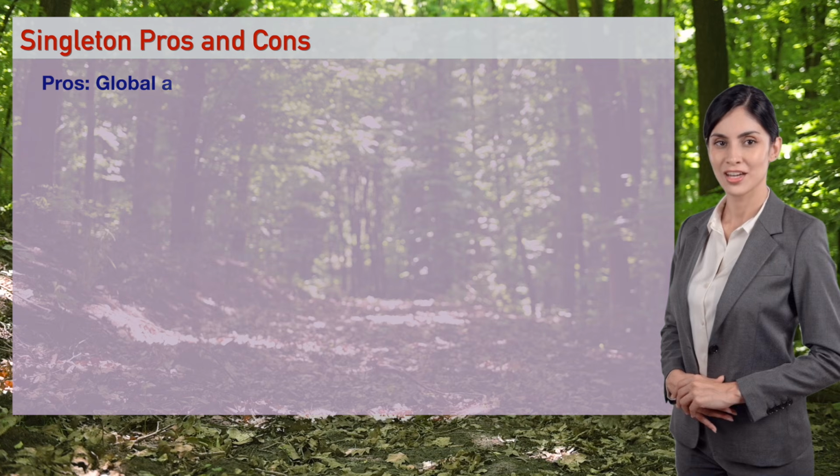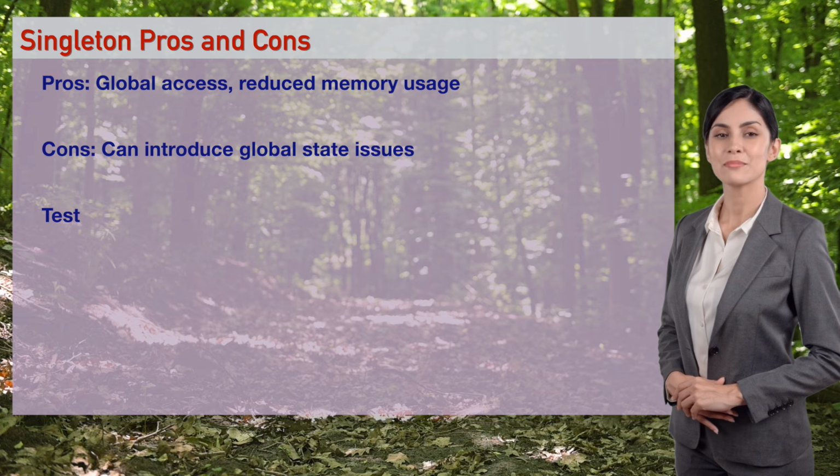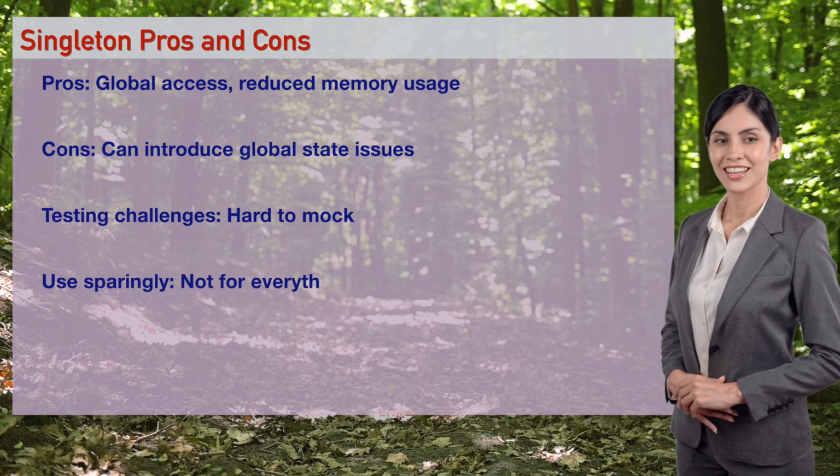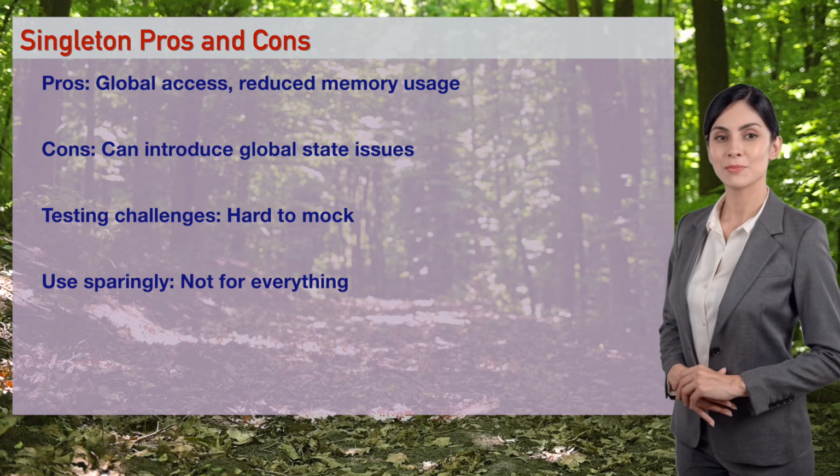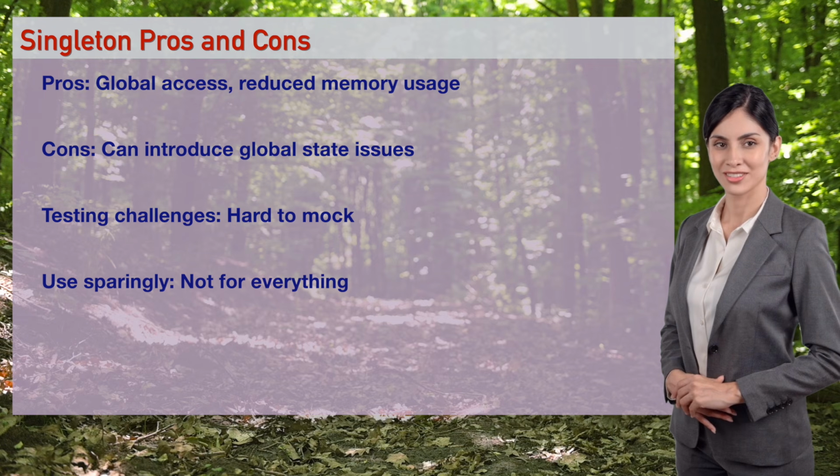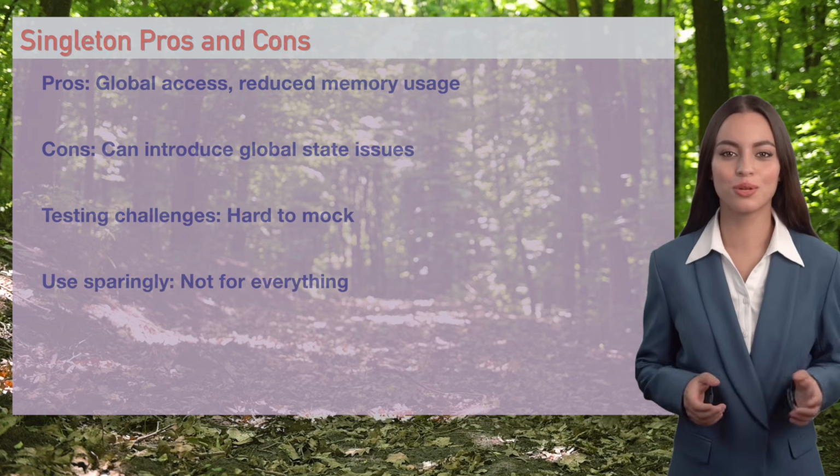Pros of Singleton. Provides global access and saves memory by avoiding multiples. Cons, it can lead to global state problems, making code harder to reason about. Testing is tricky since mocking is tough. Use it sparingly, not as a default. Balance is key. Don't overuse.